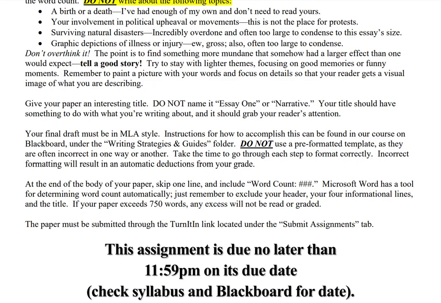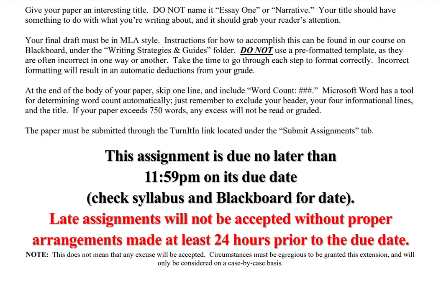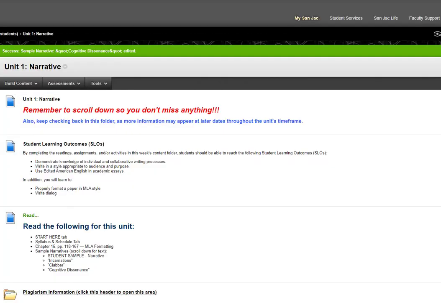This paper must be turned in through Turnitin under the Submit Assignments tab, and it is due no later than 11:59 p.m. on Wednesday. I know that's a quick turnaround, but it's a personal story, so it shouldn't take you long to write, and it is due on Wednesday.